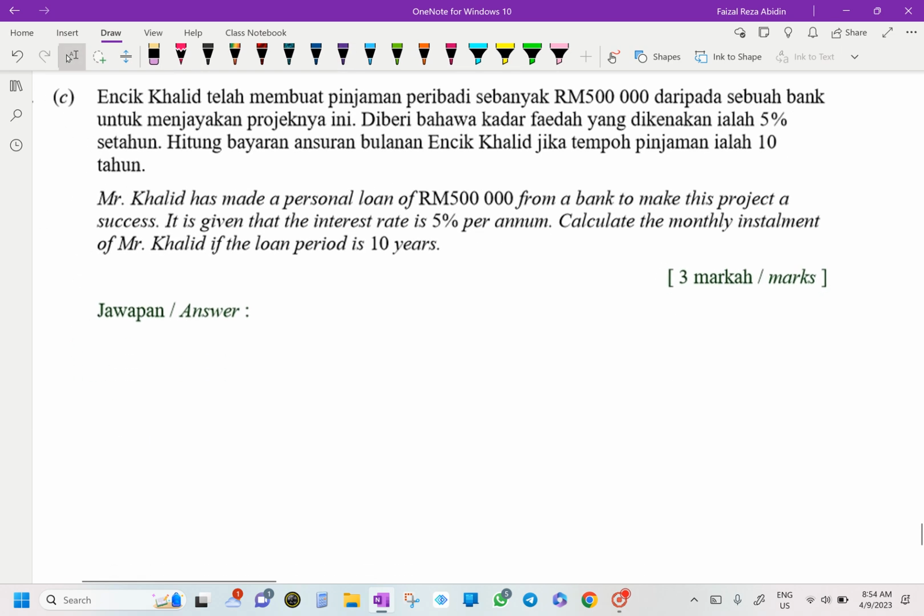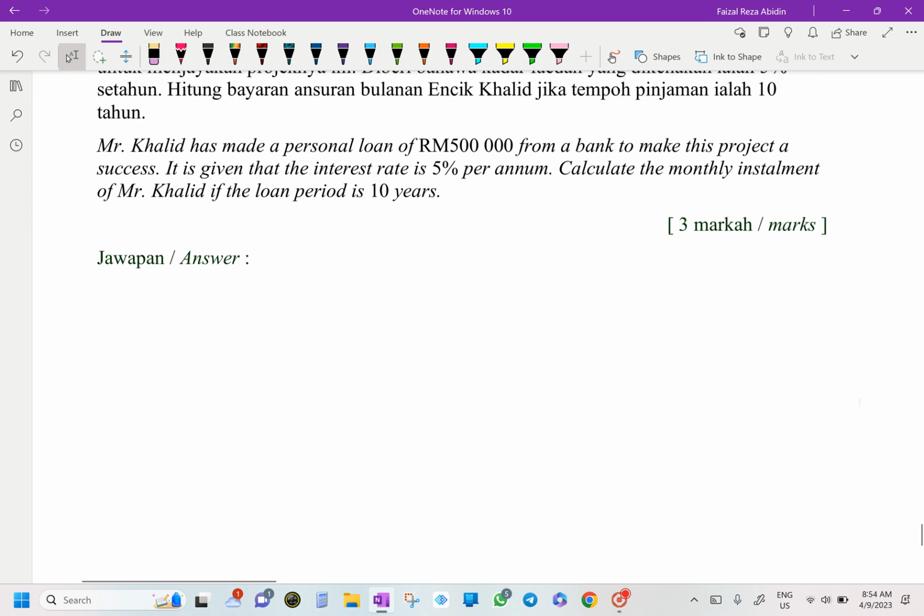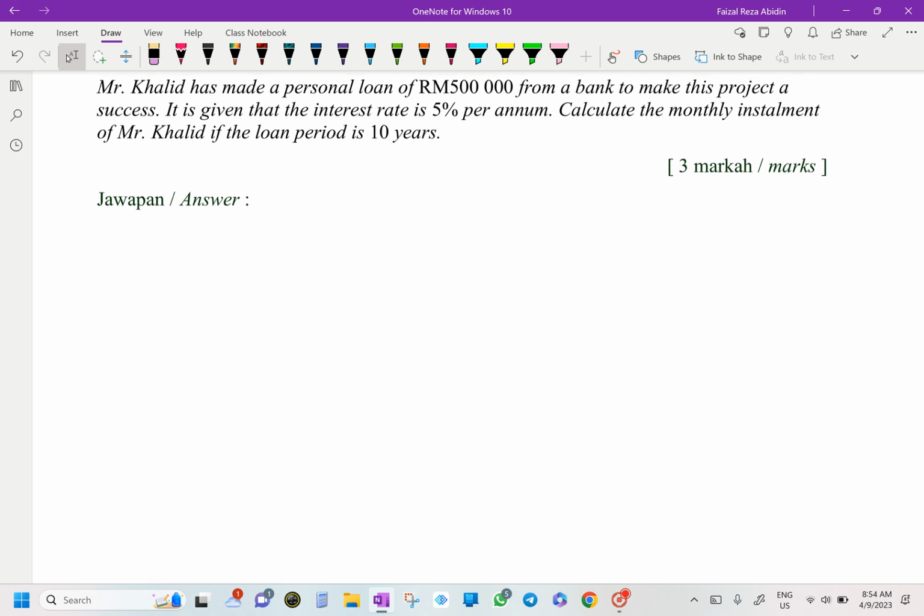Okay, we're going to look at our C. Mr. Khalid has made a personal loan of 500,000 from a bank to make this project a success. It is given that the interest rate is 5% per annum. Calculate the monthly installment of Mr. Khalid if the loan period is 10 years.